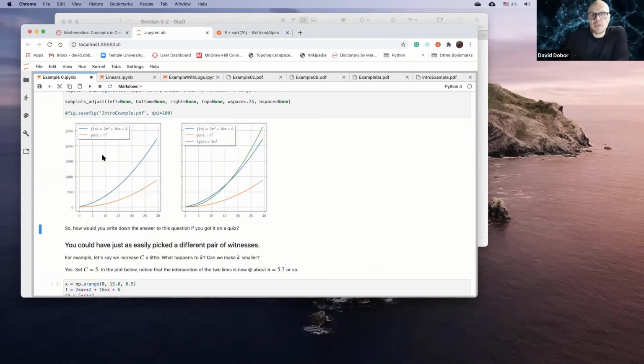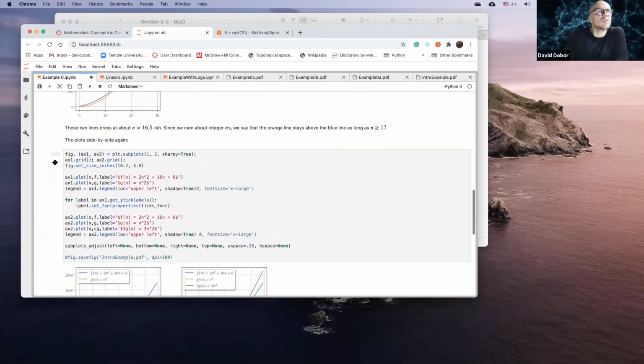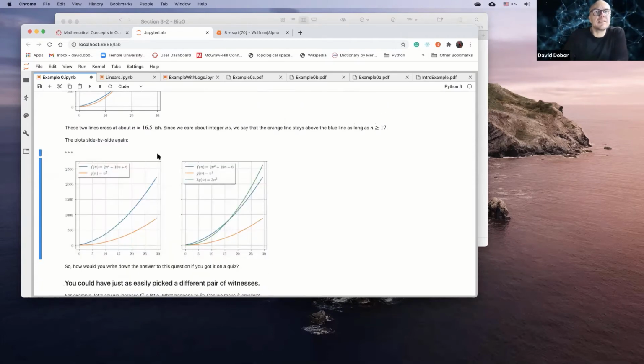Here's the same picture that we had above. Again, the orange line was below the blue line, but when you stretch the orange line, it turns into this green line, 3 times g(n). Now you have an intersection point, which is about 16.5-ish.